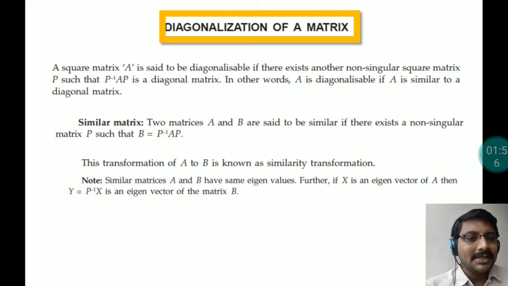What is the transformation here? B equals P inverse AP. What is P here? A non-singular matrix. Non-singular matrix means det P is not equal to 0. Similar matrices A and B have the same eigenvalues. Further, if X is an eigenvector of A, then Y equals P inverse X is an eigenvector of the matrix B.